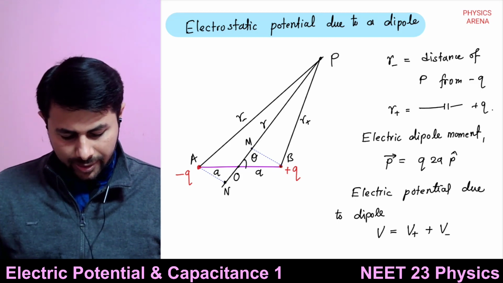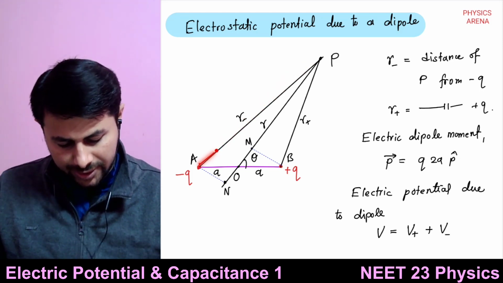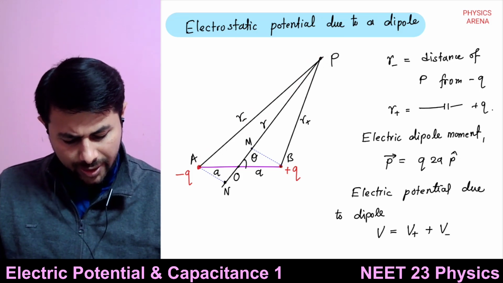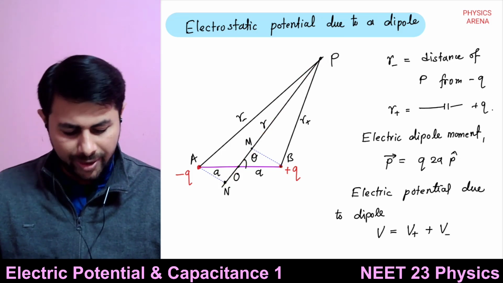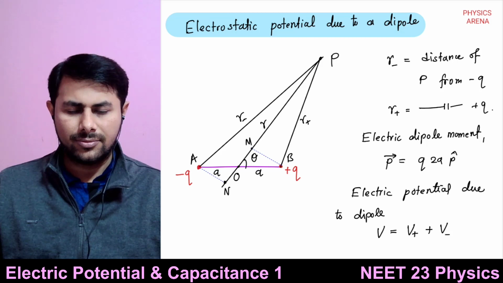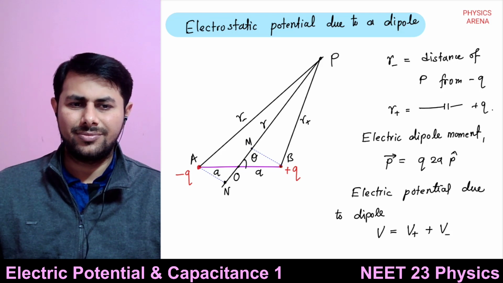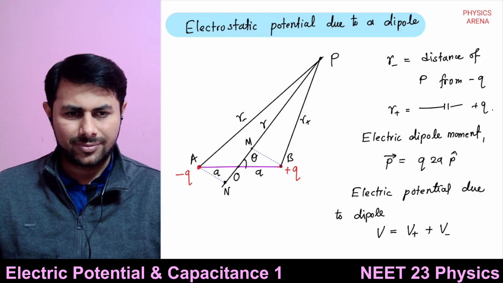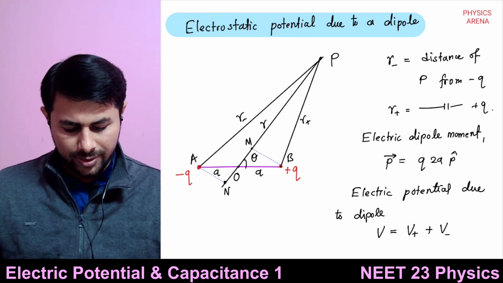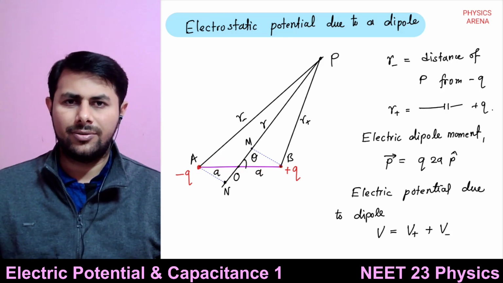Now, R minus, which is the distance AP, I can say is nearly equal to this distance NP. Can I say this? Not exactly equal, it's nearly equal. So this approximation will get better and better if this distance is very small.